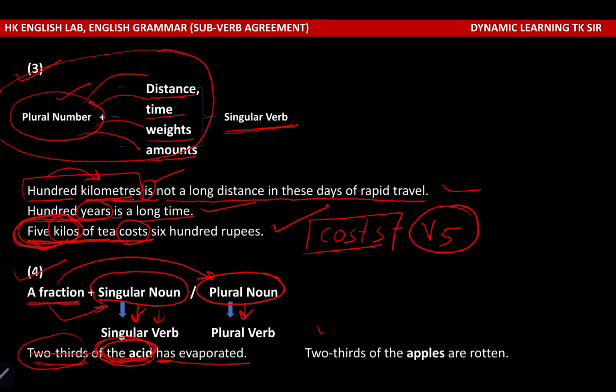But look at here in the second sentence, two-thirds. This is also a fraction, but after this fraction, look at here, the apples, which is in your plural form. It means this total subject is in plural form. After the fraction, you have the plural noun here. So that's why that whole noun phrase becomes plural. So that's why the verb here is are. Two-thirds of the apples are rotten. Got it?